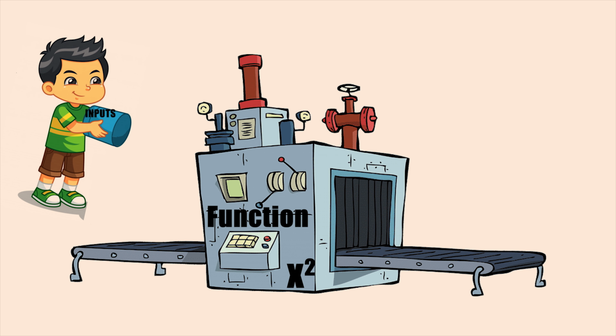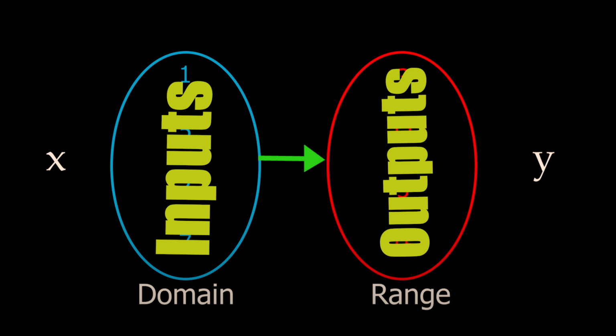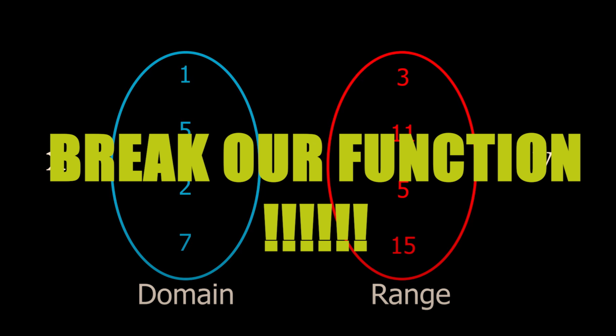Actually, for this machine, I can put all the numbers from minus infinity to infinity into it, and get some result for each. Now let's recall what the domain of a function is. The domain consists of all the x values, or inputs, that I can put into a function. The only x values that we do not include in our domain are the ones that break our function.